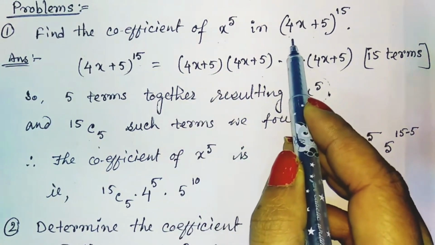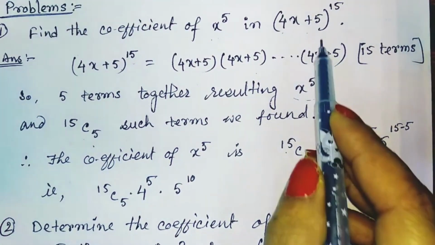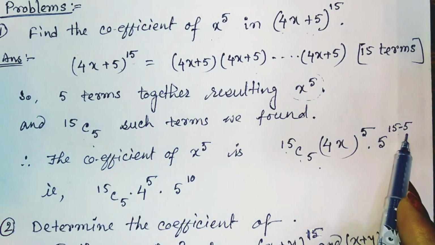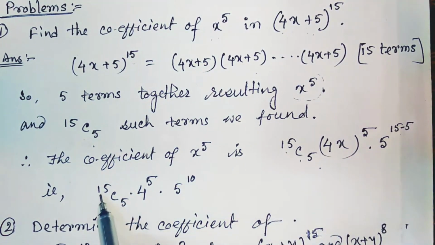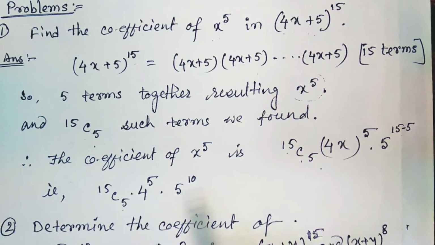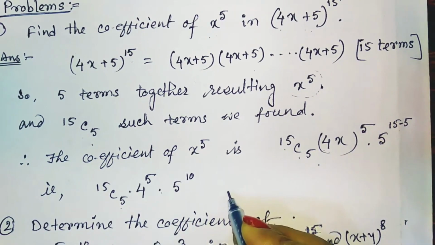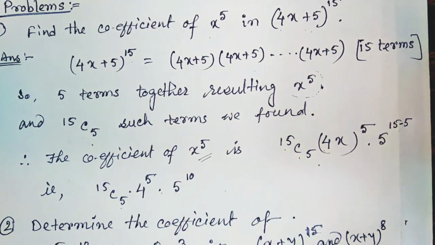Then we have (4x)^5, and then 5 to the power n minus r, that means 5 to the power 15 minus 5. If we simplify, then we will find 15C5, 4^5 and 5^10 is the coefficient of x^5.